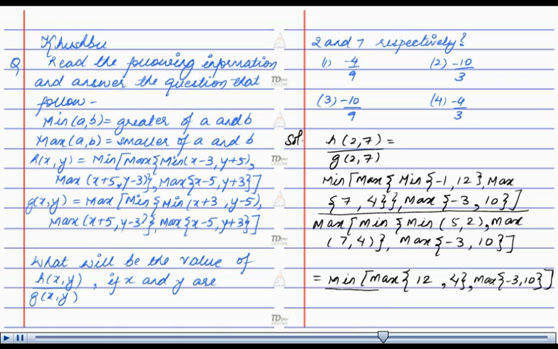This whole upon minimum of 5 comma 2, that is the greater amongst 5 and 2, which is 5, comma maximum of 7 comma 4, that is minimum of 7 or 4, which is 4, comma maximum of minus 3 comma 10.